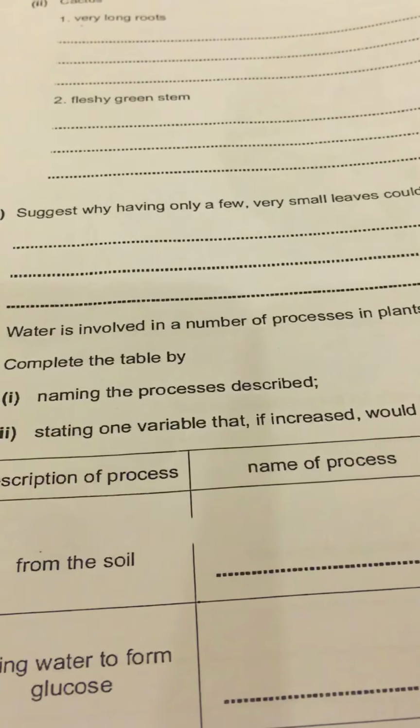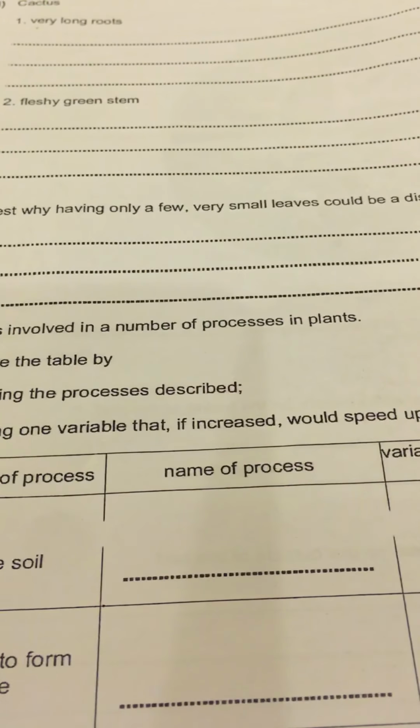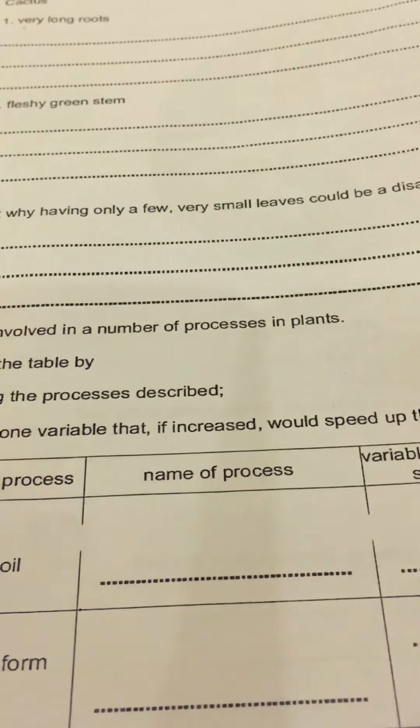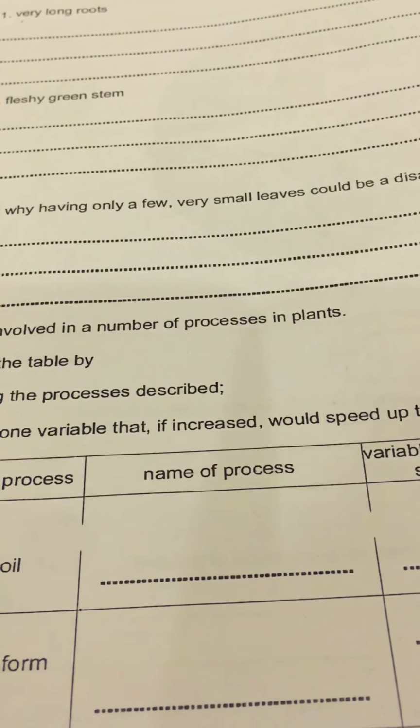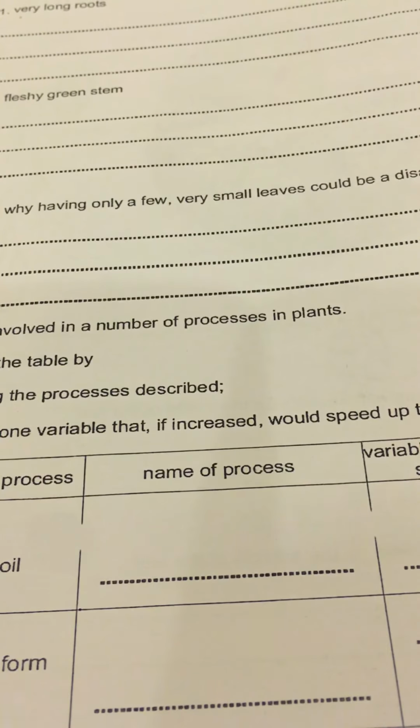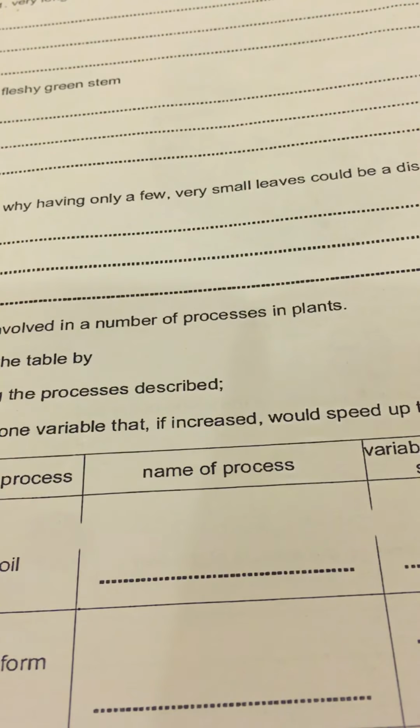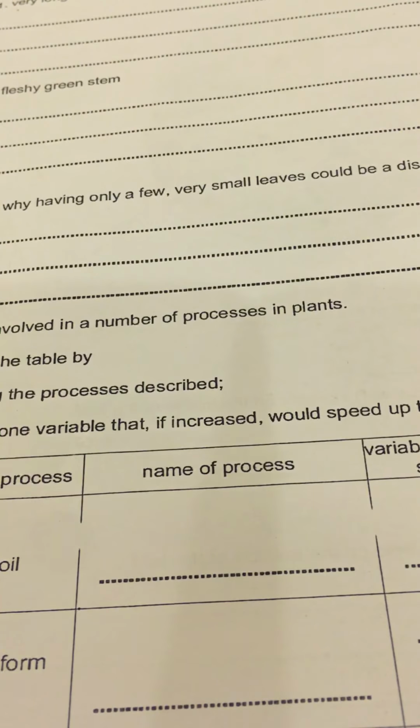Suggest why having a few very small leaves could be a disadvantage. Of course, when we have few or very small leaves, that means we are lowering the surface area for photosynthesis. So when we don't have enough area for photosynthesis, we are lowering the amount of glucose that is made. Okay, let's go to the next one.